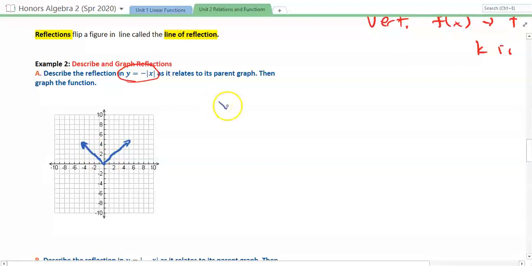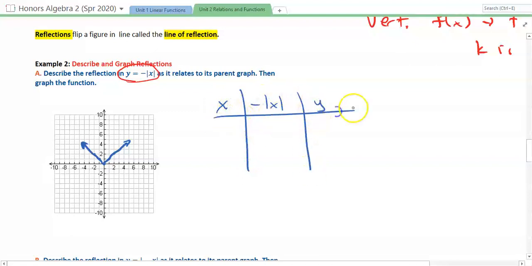And so when we do our table, x, we've got the negative absolute value of x and y. And let's just plug in some values. So I'm going to go -1, 0, and 1. That's all you need for an absolute value.